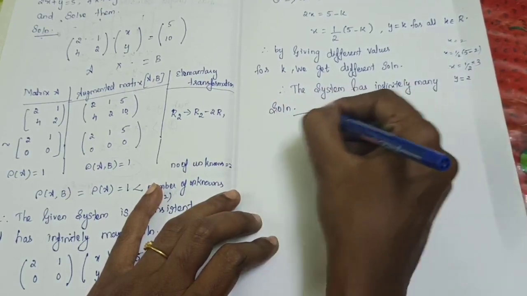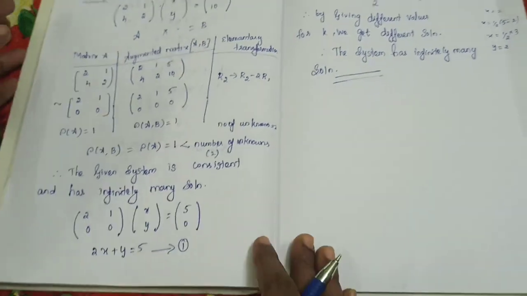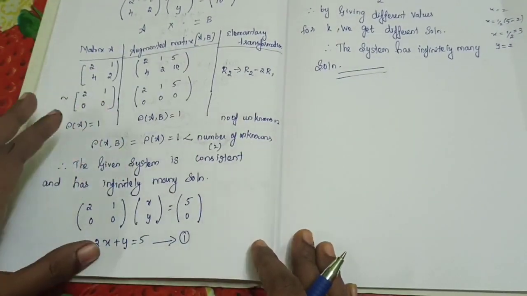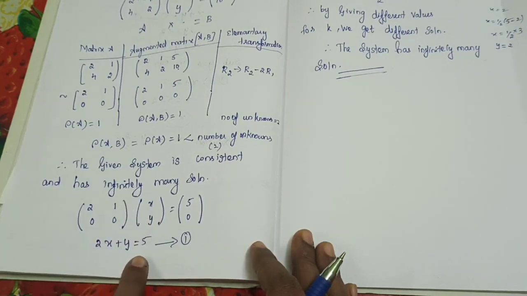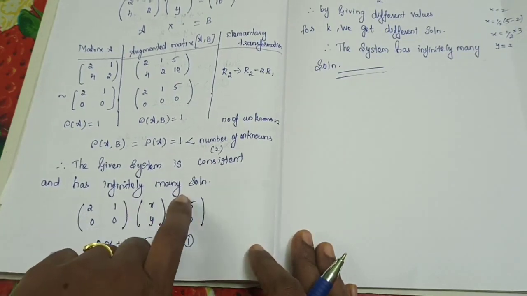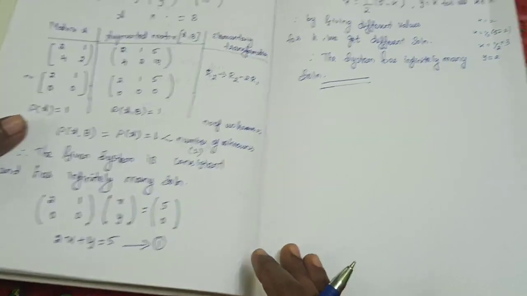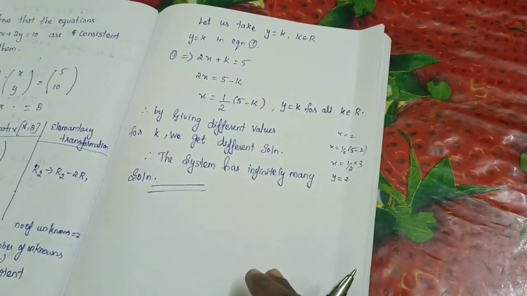Infinitely many solutions. Understand? Very easy. Up to this, everything is the same as the previous question. Here we have obtained only one. That is, from here itself you come to know there are infinitely many solutions. Because of that, I am choosing y equal to k. So when y equals k, we will obtain only the x value.